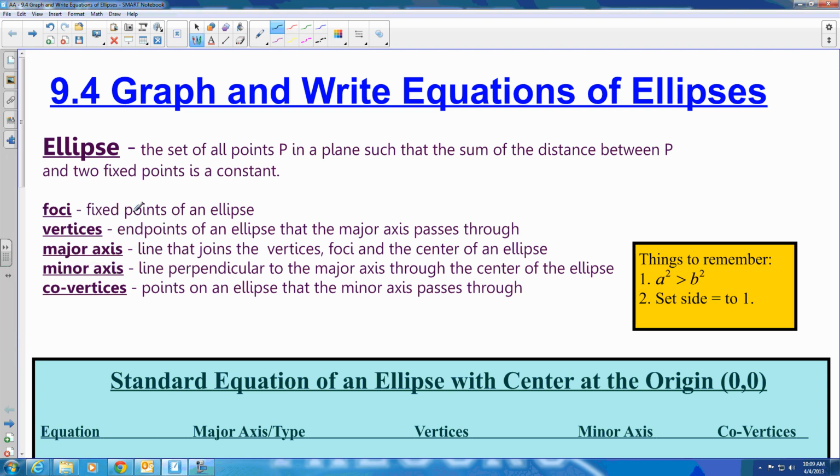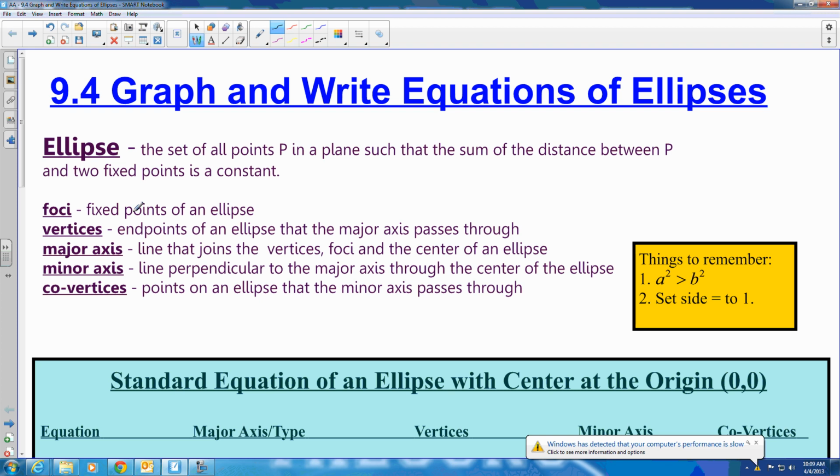All right, so we're in section 9.4 where we are going to graph and write equations of ellipses. Now, an ellipse is sort of like a circle, but it's not totally like a circle because a circle has all the points fixed on one point, which is the center. The ellipse is a set of points at which the sum of the distances can be taken from two fixed points, which are called the foci.